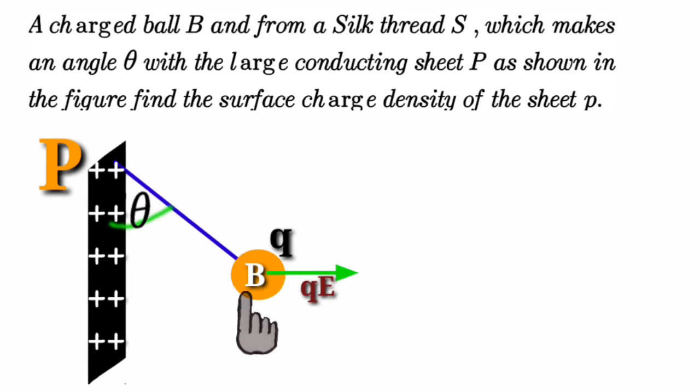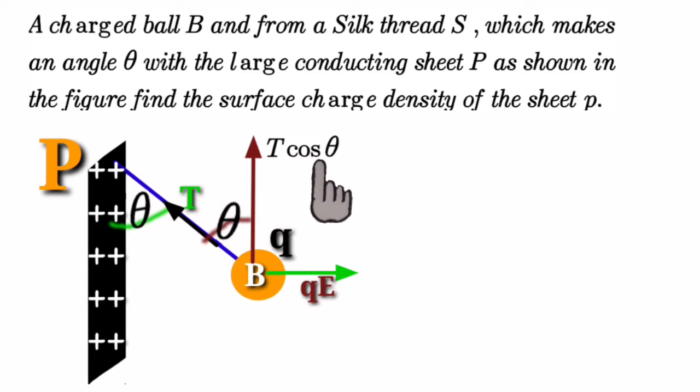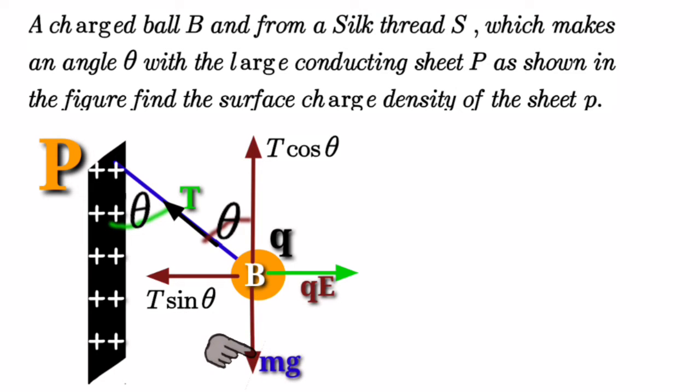If we consider the charge Q which is placed at point B, then we see that it experiences a tension in the upward direction which is given in the figure. Now, since the charge is hanged by a thread and it makes an angle theta, the tension experienced by this charge has two components. One is T cos theta, which is in the vertically upward direction, and another is T sin theta, which is horizontal, and the direction of this T sin theta is left. And this charge Q experiences a force due to gravity, which is in the vertically downward direction, equal to mg, where m is the mass of this charge Q.